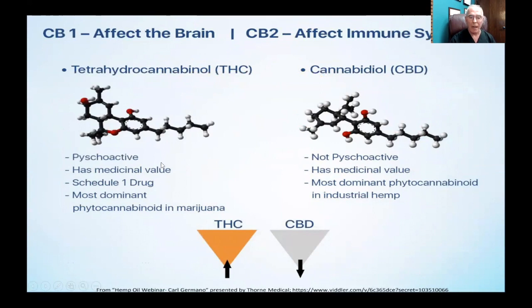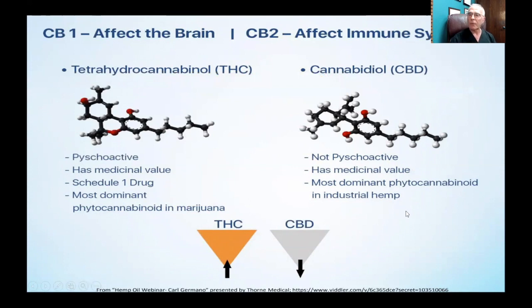Tetrahydrocannabinol is a psychoactive drug. It causes the euphoria, and it is the phytochemical in marijuana. It is a scheduled drug. We're not talking about that here, because there is none of this in cannabidiol oil. The cannabidiol oil affects mostly the CB2 receptors, like I said, primarily affecting the immune system. And it is not psychoactive. It has medicinal value, and it's the most dominant phytocannabinoid in industrial hemp.